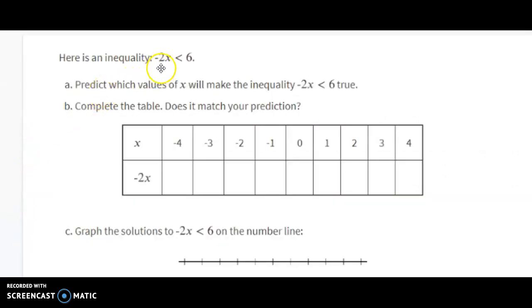Now we want to take a look at another inequality. -2 times x is less than 6. Or the opposite of 2 times some number is less than 6. Again, you're going to fill in your table. If x is -4, -2 times -4, what is that value? -2 times -3, what is that value? And you're going to write it here in your table.